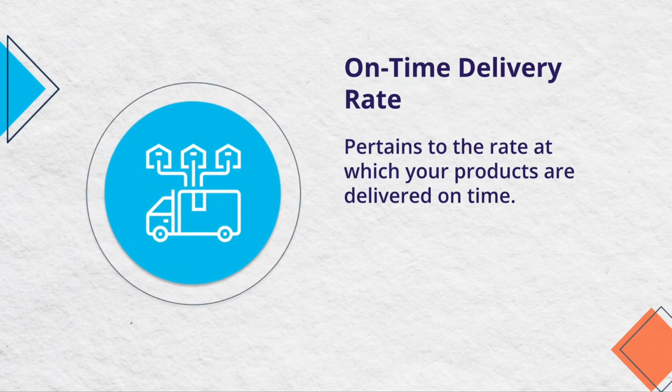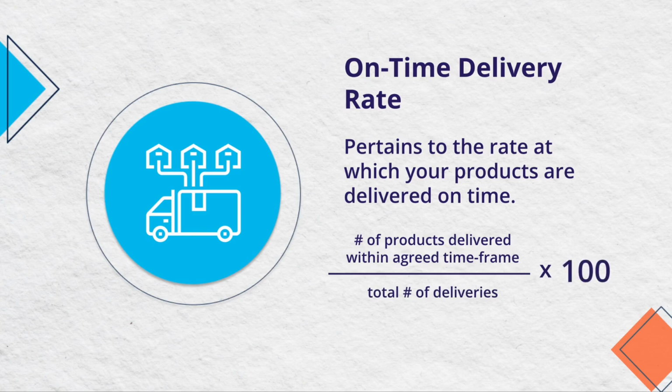Which leads us to the fifth variable, the on-time delivery rate. As the name suggests, the on-time delivery rate pertains to the rate at which your products are delivered on time. Delivering goods on time is important as it helps maintain customer satisfaction and loyalty. By measuring your supplier's on-time delivery rate, you can further assess your supplier's compliance with the agreed delivery dates. Basically, you divide the number of products delivered within the agreed time frame by the total number of deliveries made, before multiplying the answer by 100 to get the on-time delivery rate.